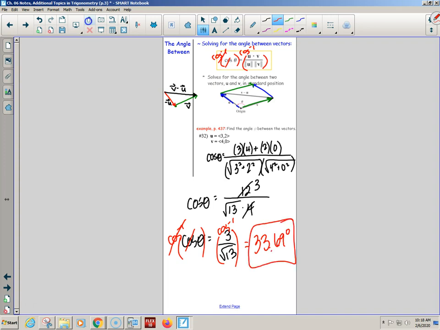Anybody back him up real quick? It's always dangerous to take the word of one person. What does this help you avoid? Drawing any pictures, doing any geometry, remembering anything from parallel lines, and doing any law of cosines, law of sines. Sweet. 2 magnitudes, 1 dot product, and 1 cosine inverse. That's nice.